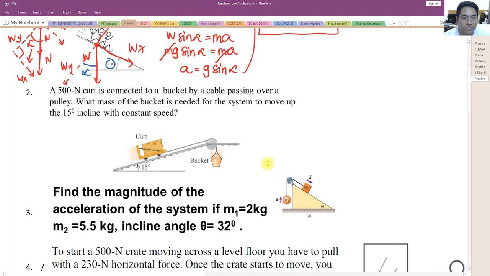For number 2, a 500 Newton cart is connected to a bucket by a cable passing over a pulley. What mass of the bucket is needed for the system to move up?